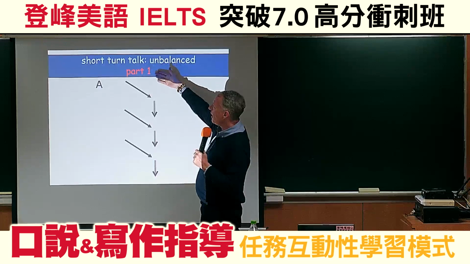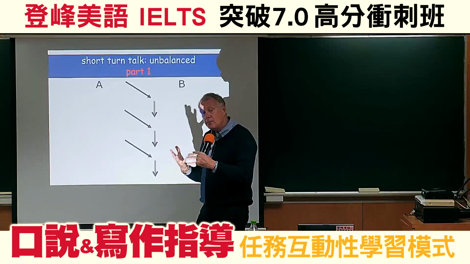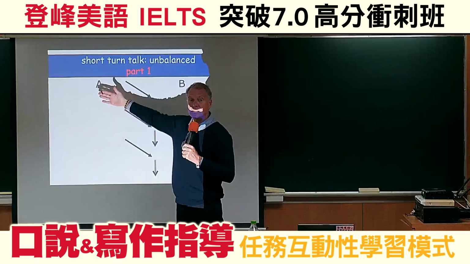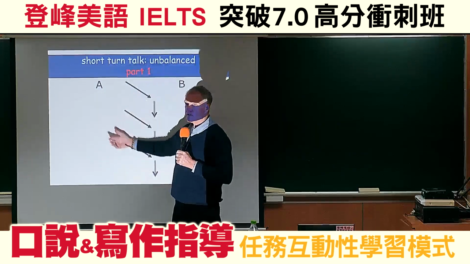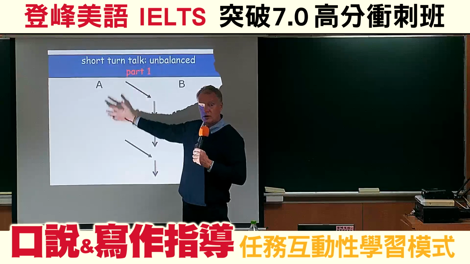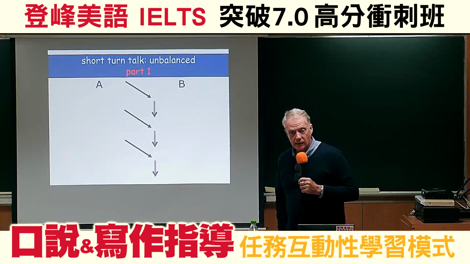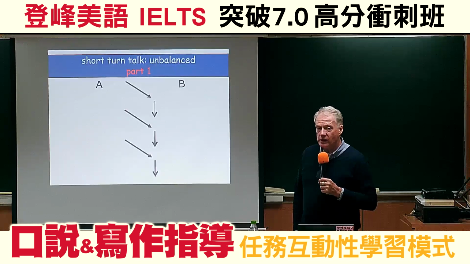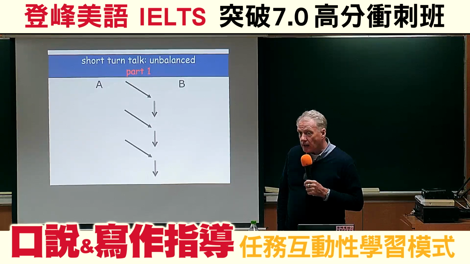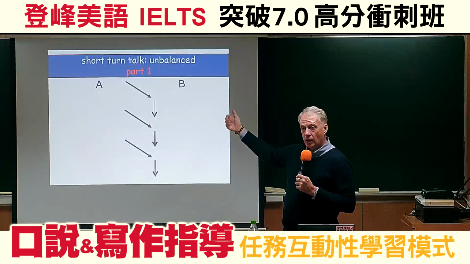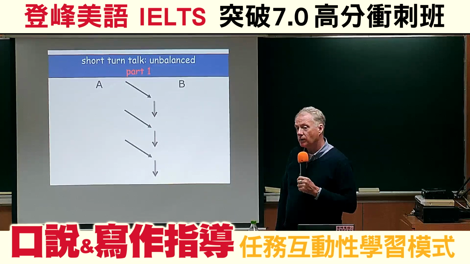And this is the kind of interaction that we call short-term talk unbalanced. It's unbalanced because A is the leader and B is the follower. This is the kind of conversation pattern that you need to use in part 1 of the IELTS speaking test. This is also the kind of conversation that you will have if you go to a job interview, where A asks lots of questions and B just gives the answers.